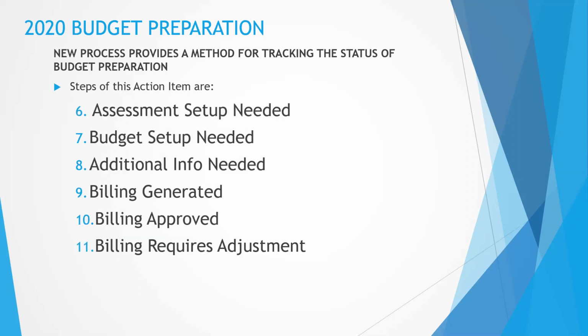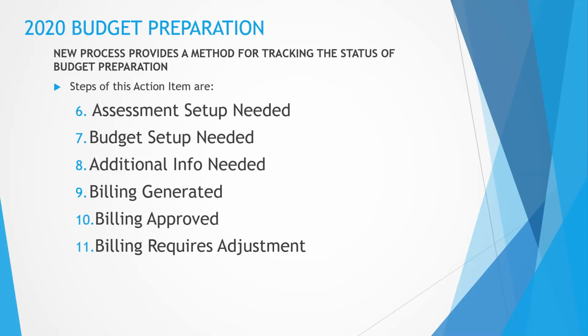Then once you've gone through and it's been approved, that final approval step, your next one is the assessment setup needed. And this is where that step is going to go to AR so that they're going to kick into motion billing for the 2020 assessment amounts. The next step, they're going to see that the budget setup is needed.